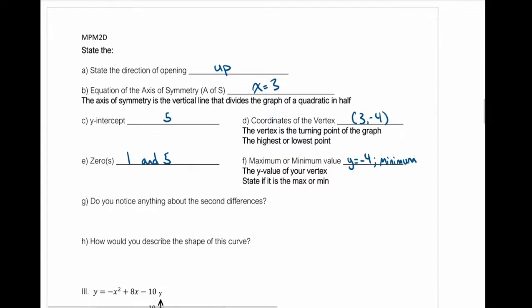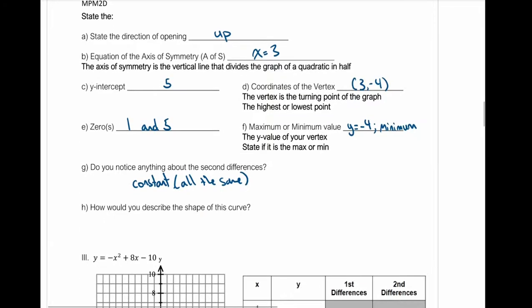What do we notice about the second differences? They're constant, or basically all the same. How would you describe the shape of the curve? Right, so again, you can go through all the other ones: the U shape, the symmetrical, parabolic, or basically it forms a parabola.